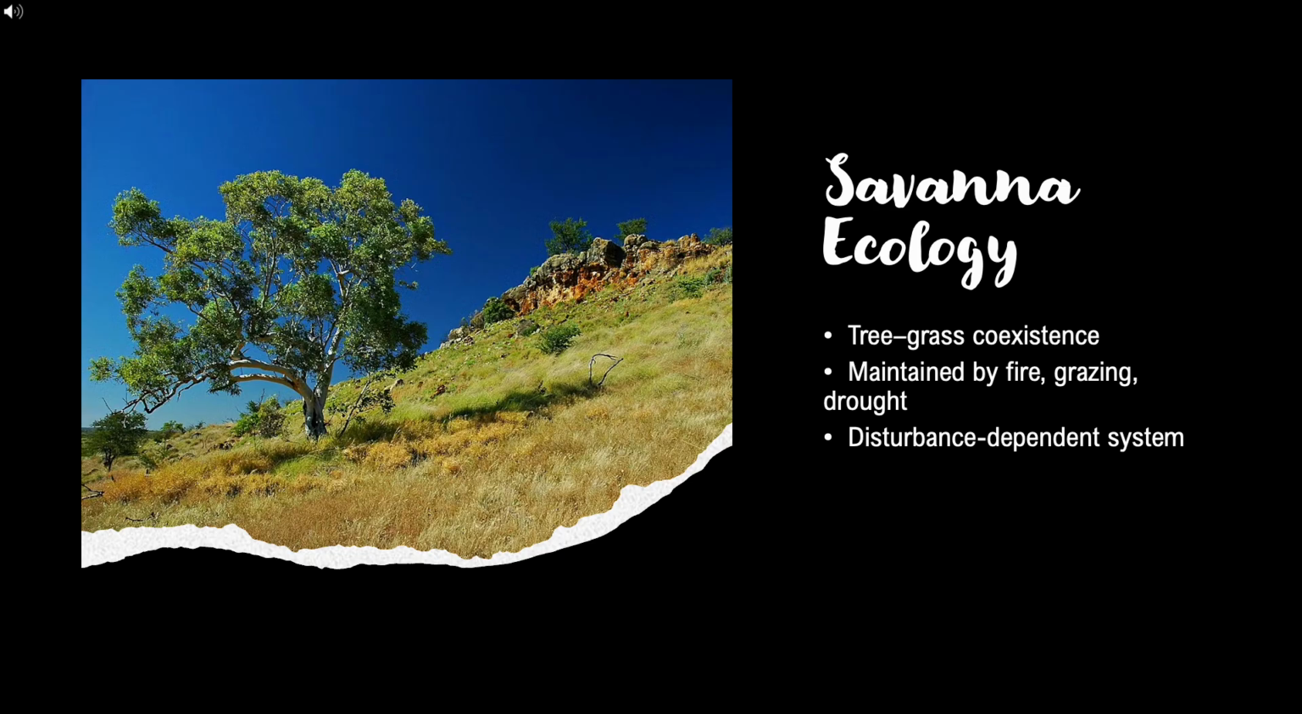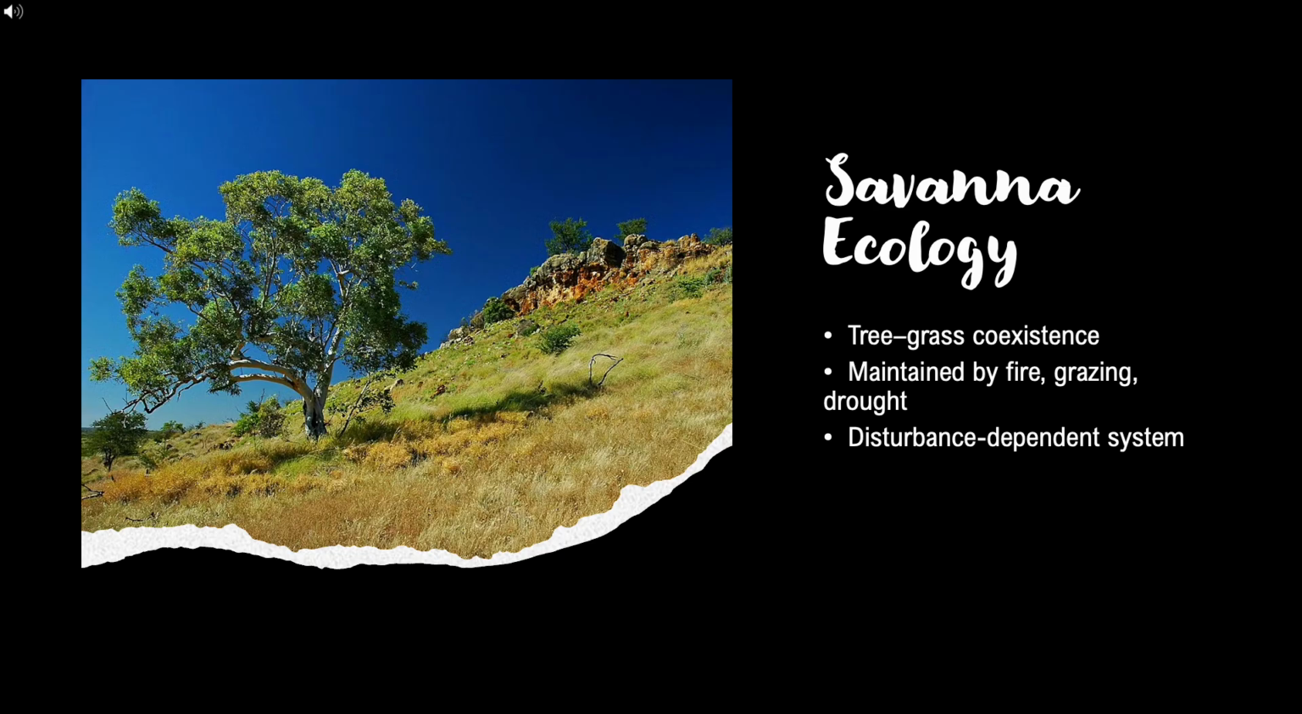Savannas are maintained by fire, grazing, and drought. In the absence of these disturbances, woody vegetation tends to close in and shade out the grasses, eventually converting savanna to forest. In the presence of these disturbances, particularly fire, trees are killed back or kept small, giving grasses a competitive edge. This makes savannas what ecologists call disturbance-dependent systems. They don't exist at a climatic equilibrium. They're actively maintained by recurring disturbance.